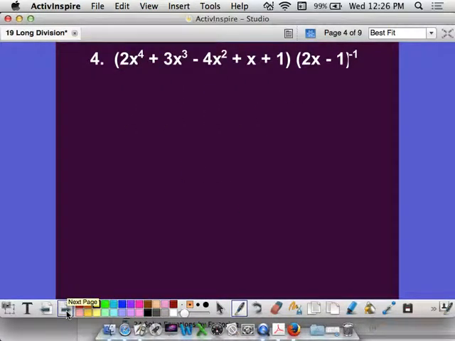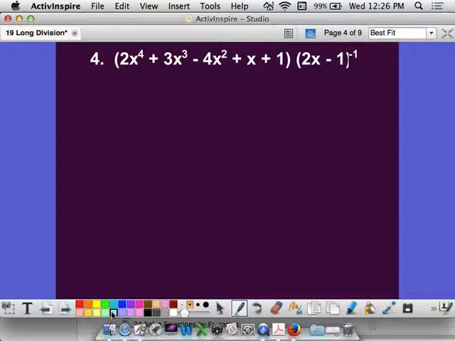Number 4. When I set this up, I noticed right here that this has a negative 1. That just means that that's going to be the divisor. That would go to the bottom if it were written as a fraction. So don't let that throw you off. It just tells you what you're dividing by. I'm checking x to the 4, x to the 3, x to the 2, x to the 1, and my constant. So far I'm good.